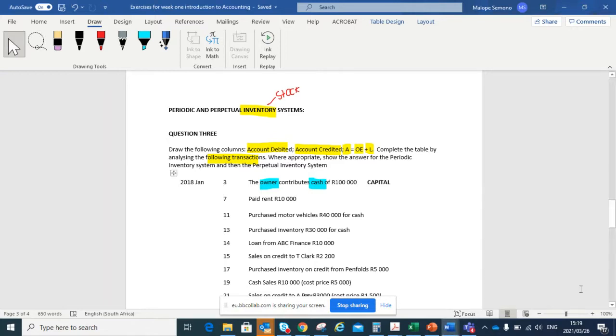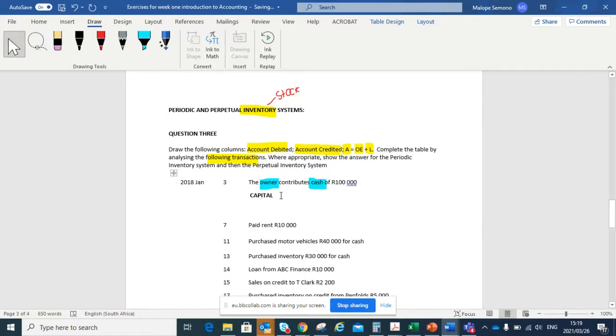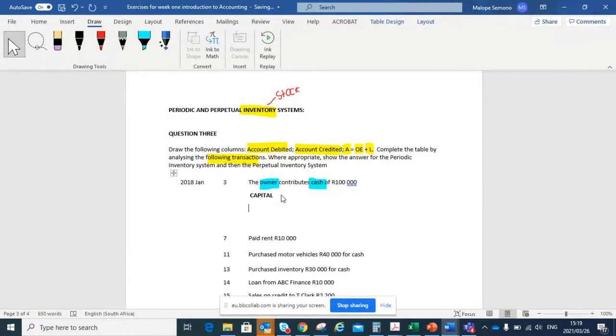Okay? Now, after putting capital, you must ask yourself, what did the owner contribute? Can you see the owner contributed cash? So because the owner brought cash, it means the other account will be what we call bank. I don't know if you understand what I'm trying to say here. So I'm analyzing. Let me just put it at the bottom here. Yes, I'm just analyzing the capital and bank.